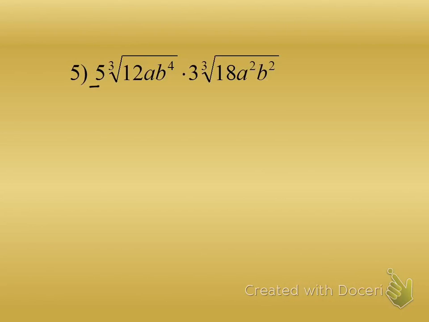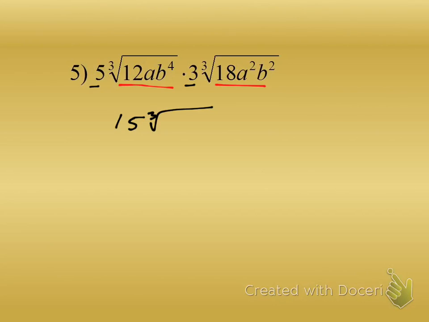So do 5 times 3, this inside, times this inside. Okay? So 5 times 3 gives you 15, times the cube root. The root indexes don't change. They didn't change up here on the board, right? Square root stayed square root, so cube root stays a cube root. Okay? 12 times 18.